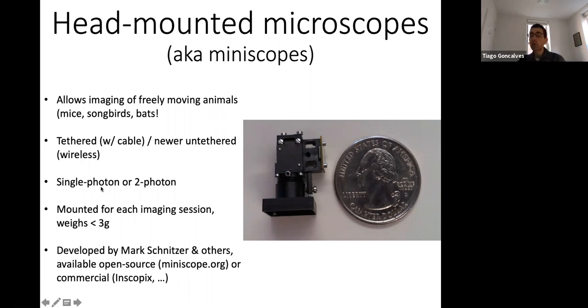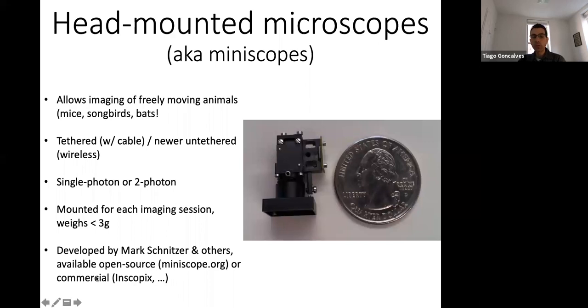It can be single photon. Usually it's single photon. Now there's these 2-photon miniscopes, and the mice are usually tethered. But there's now newer untethered versions that are completely wireless. So they're still carrying this. I mean, for me, it would be the equivalent of carrying, I don't know, like 15 pounds on my head, right? So it's still significant. It still restrains them to a certain extent. But no doubt, this has been a great improvement.